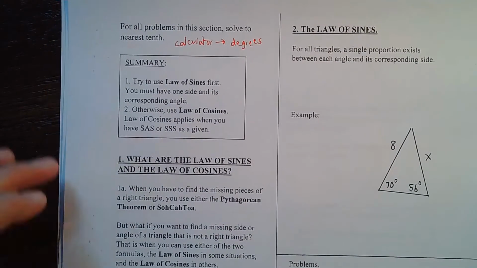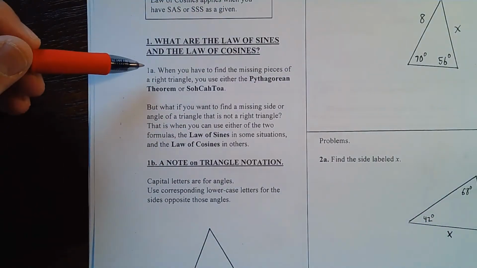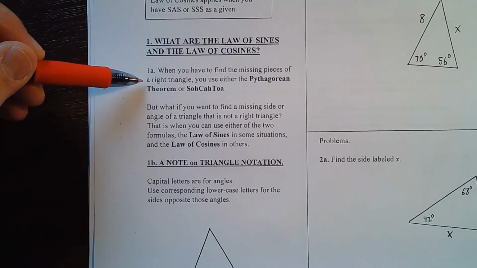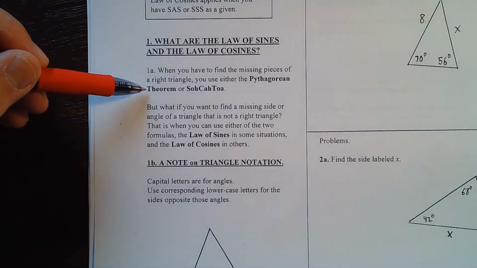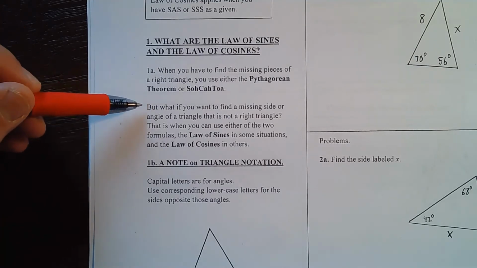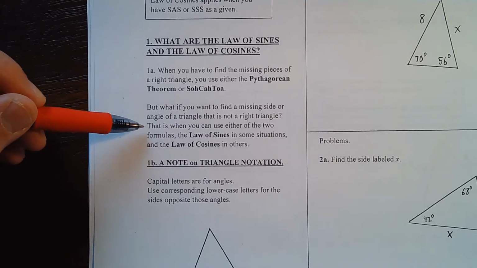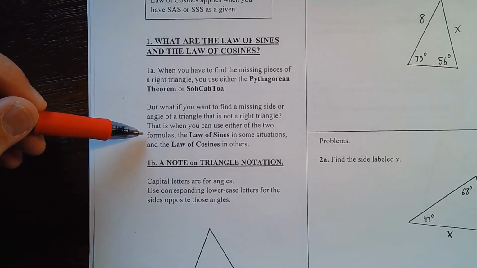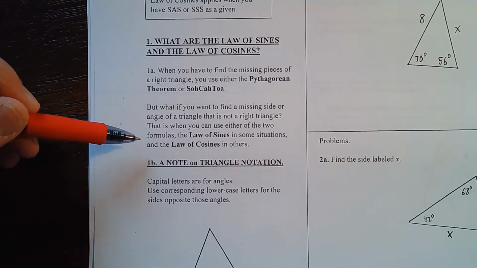So let's jump to number 1, and let's just talk about what the law of sines and law of cosines are. When you have a triangle and you're trying to find the missing pieces, if it's a right triangle, then you're going to use either the Pythagorean theorem, a squared plus b squared equals c squared, or SOHCAHTOA. We will assume here you already know how to use those. But what if you want to find a missing side or angle of a triangle that is not a right triangle? This is when you use either of the two formulas, the law of sines in some situations and the law of cosines in others.